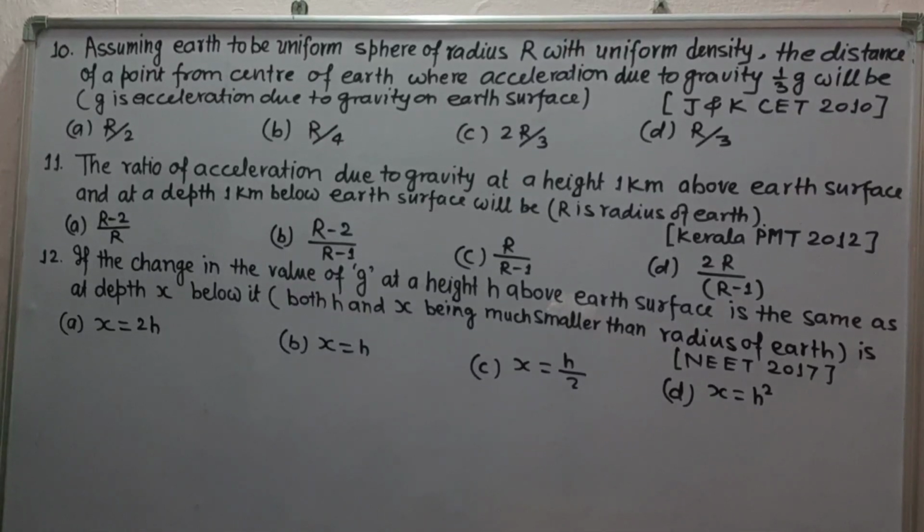Next, question number 10. The question is, assuming Earth to be a uniform sphere of radius r with uniform density, the distance of a point from the center of Earth where acceleration due to gravity is 1 by 3 g will be. Here g is acceleration due to gravity on Earth's surface. Now solution to question 10.